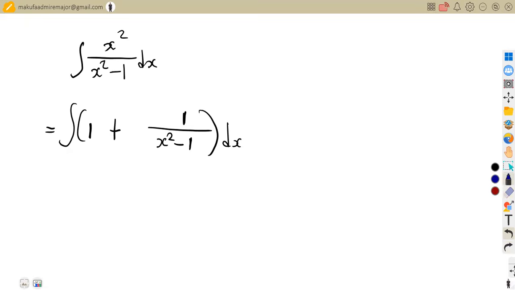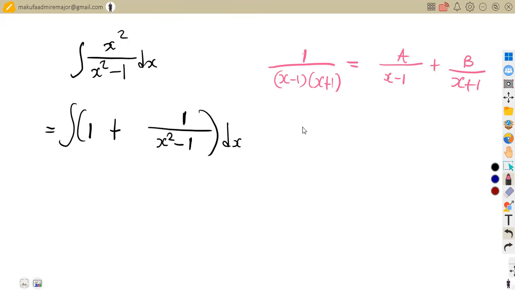So this part expressed into partial fractions, it is going to give us what? This is going to be 1 over x squared minus 1. That's a difference of 2 squares, so we're going to have x minus 1 into x plus 1. These are linear factors, so it's a over x minus 1 plus b over x plus 1. They are different factors, so we can find a and b.